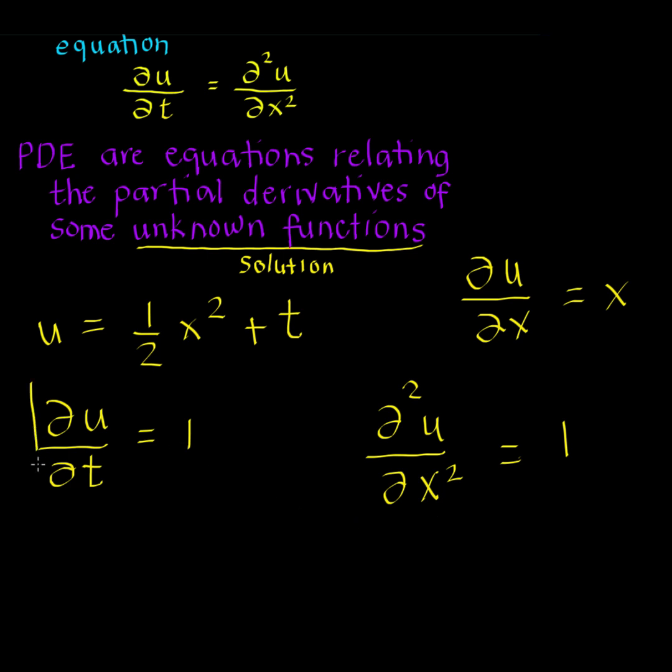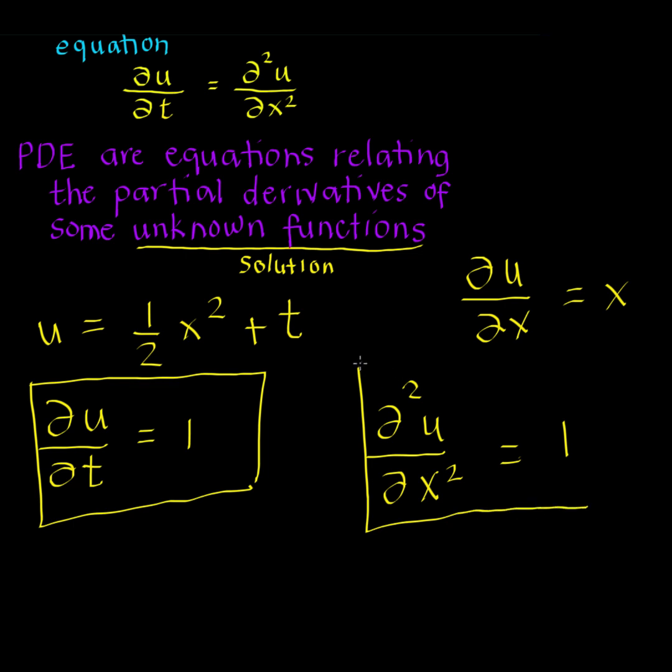So we have shown that the partial derivative of u with respect to t is equal to 1, and the second partial derivative of u with respect to x is also equal to 1, and that satisfies this heat equation. And therefore, we can say that u equals 1/2 x squared plus t is a solution to this heat equation. In fact, we call this the heat polynomial, which is one of the solutions of this heat equation.